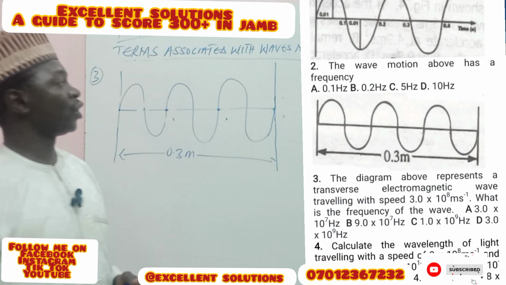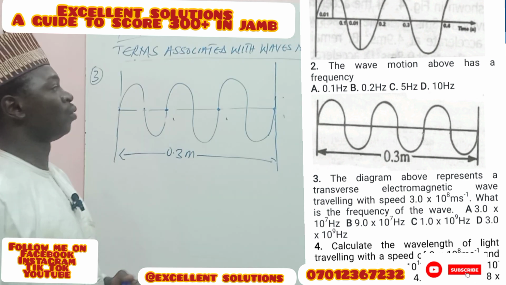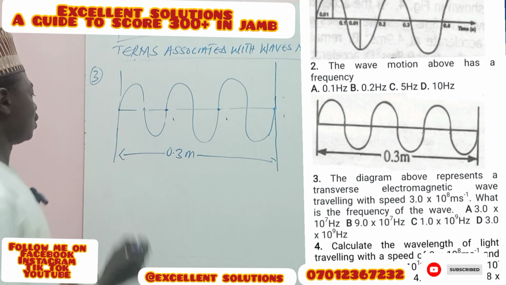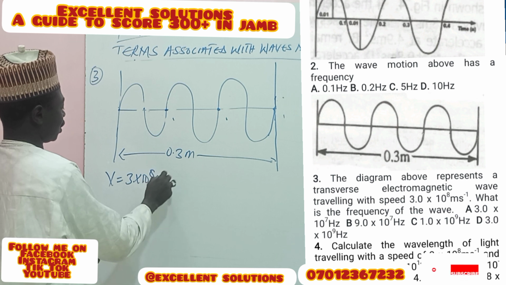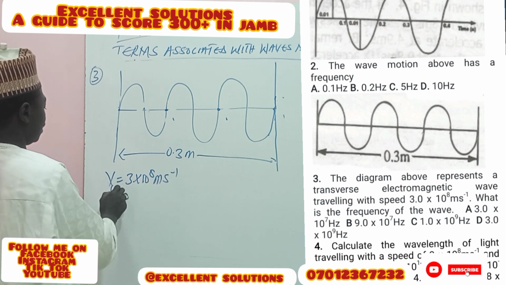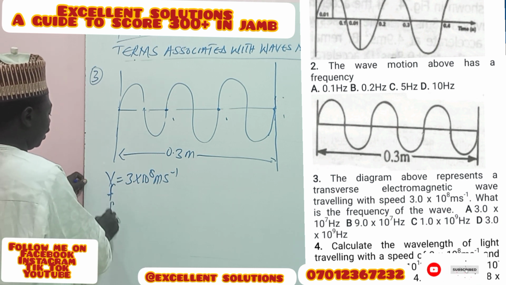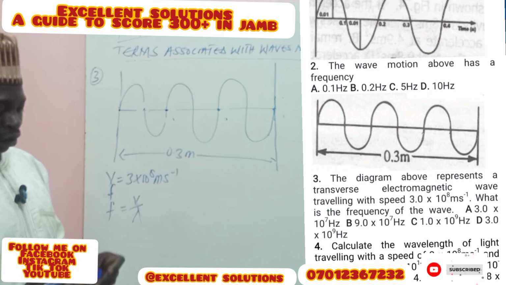The next question is question 3, and it says the diagram above represents a transverse electromagnetic wave traveling with a speed of 3 exponential 8 meters per second. What is the frequency of the wave? So we have our velocity given as 3 times 10 to the power of 8 meters per second, and we are asked to find the frequency, F. We know that the frequency of a wave, F, is equal to V upon lambda. But we don't have the wavelength here.